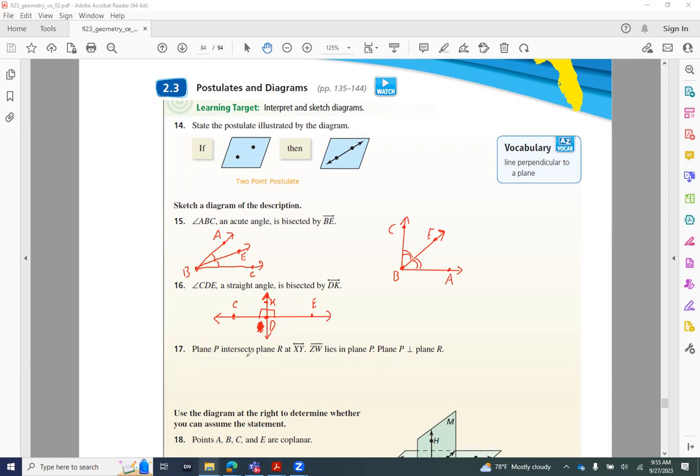On 17, plane P intersects plane R at line XY. Okay, I'm just trying to picture it in my head. Then segment ZW lies in plane P, and plane P is perpendicular to plane R. Let me start with this piece of information. There's a lot going on here, but since the planes are perpendicular, I'm going to start by drawing a plane that is laying flat.